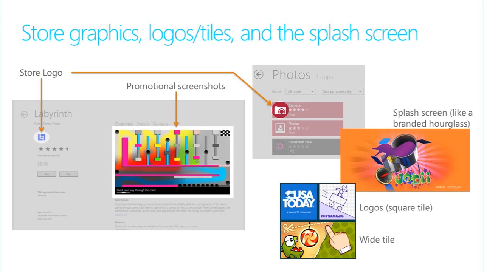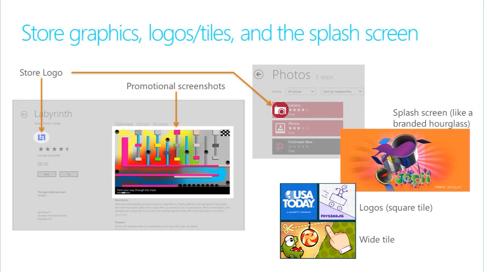So be aware of these and give your artists time to produce them. Logos, similarly, represent your app in the store, on the start screen, and within lists of apps to fulfill contracts. They may be small, but they are very visible and should be clear and crisp. Tiles, for their part, are the face of your app on the start screen and in various places where your app might appear in lists, like the search and share contract.